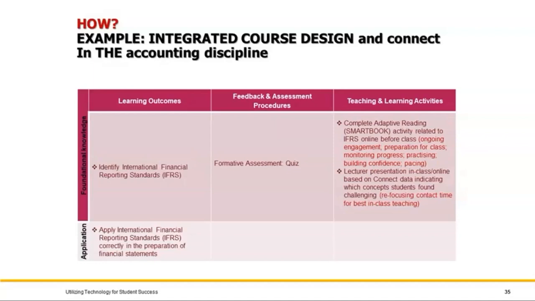After they've done that, you now have your presentation in class or online based on Connect data indicating which concepts students found challenging. So in Connect, it records students' activity, and it records which concepts, while students did the SmartBook exercises, which of the questions they got wrong, what are the concepts they struggled with. You can base your in-class time on this data. So you refocus your class time, because students have already mastered the basic concepts, and you are now able to focus on the things that they struggled with and the things that they will need more support with. And you know what those are beforehand, before you go into your class.